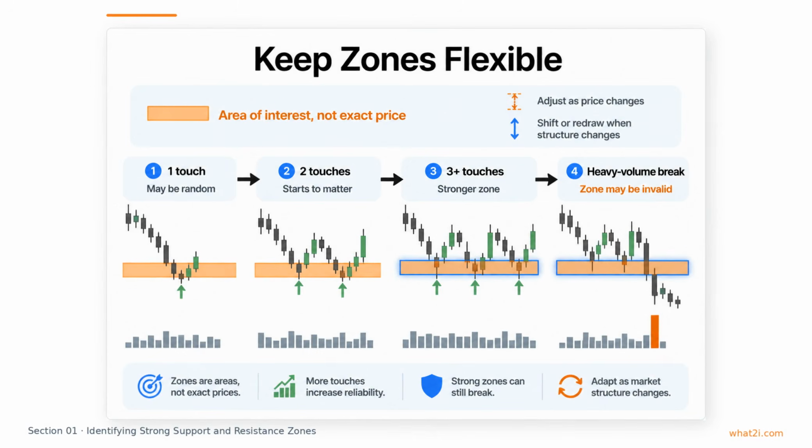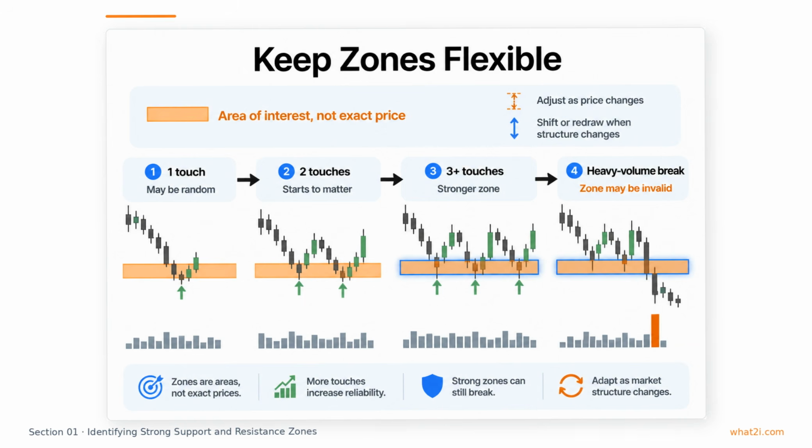Support and resistance should stay flexible because markets are always changing. One reversal can be random, while 2 touches begin to make an area interesting, and 3 or more touches usually make it more meaningful. Even then, a zone is never permanent. If price breaks through it on heavy volume, the market may be telling you that the old level no longer deserves the same respect. Sometimes a zone needs to be widened, shifted slightly, or removed entirely as new structure forms. Good traders do not defend old lines out of habit. They update their levels as the evidence changes.